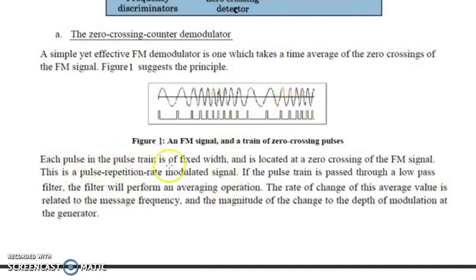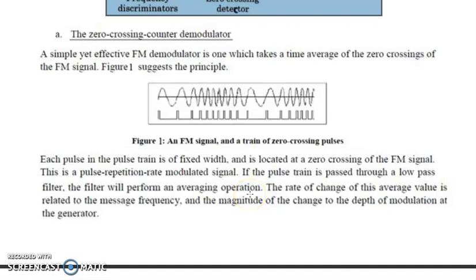Each pulse in the pulse train is of fixed width and is located at the zero crossing of the FM signal. This is the pulse repetition rate modulated signal. If this pulse train is passed through a low pass filter, the filter will perform an averaging operation.